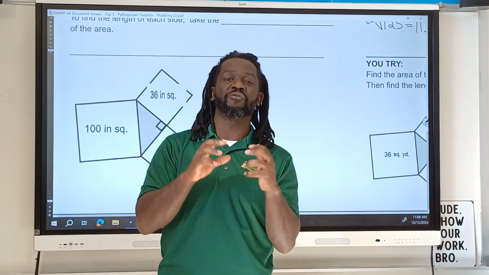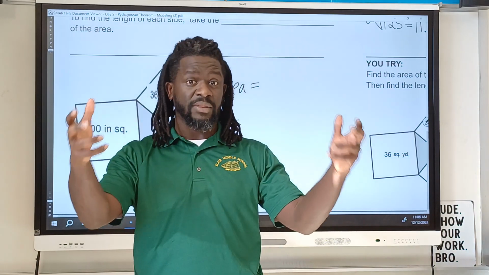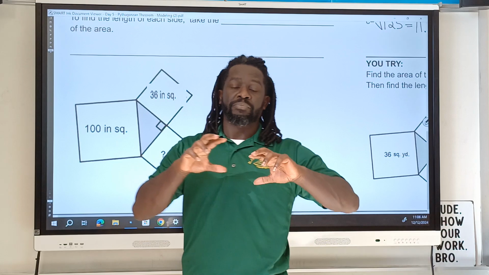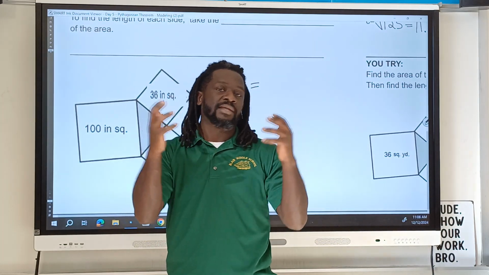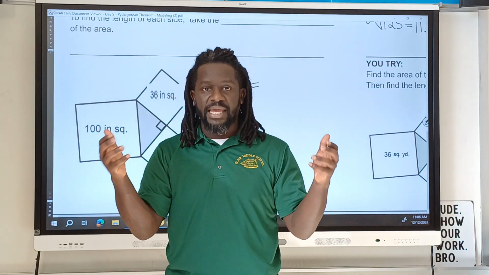In this lesson, we've learned how to apply the Pythagorean theorem by taking the area and finding the lengths of the legs and the hypotenuse.